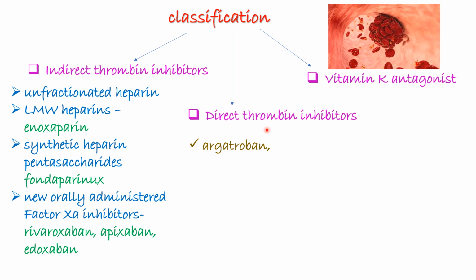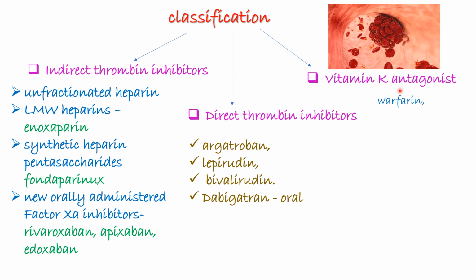Direct thrombin inhibitors are drugs that inhibit thrombin directly, whereas indirect thrombin inhibitors have to stimulate antithrombin 3, which later inhibits factors such as factor 10A, and later inhibits thrombin. Direct thrombin inhibitors include argatroban, lepirudin, bivalirudin, and then dabigatran. The first three of the drugs are IV medication, while the last is an oral medication. Then vitamin K antagonists include warfarin, which is an oral anticoagulant.